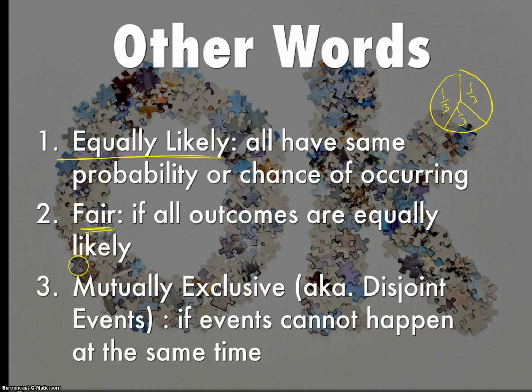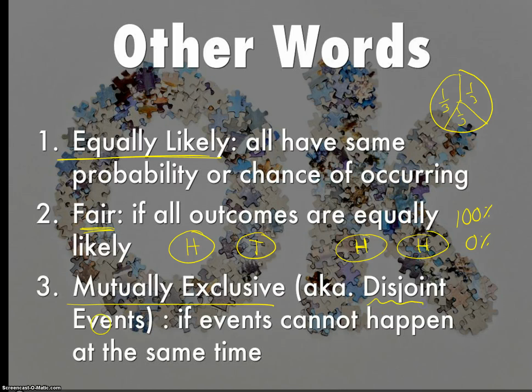Fair is the next word. Fair means if all outcomes are equally likely, then it's described as fair. If you flip a coin and you determine who goes first, you have heads and you also have tails. There are 2 outcomes. They're both 50-50, so it'd be described as fair. However, if you have a trick coin, if you have a 2 heads or 2 tails coin, this would not be fair because you'd have a 100% chance of one thing happening, getting a heads, and a 0% chance of the other. That'd be unfair.